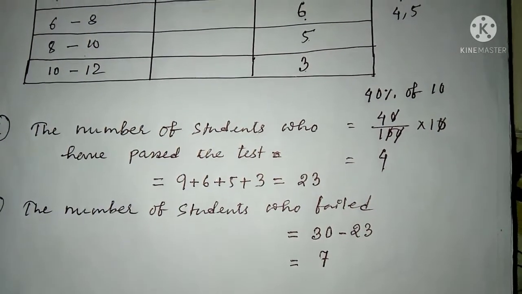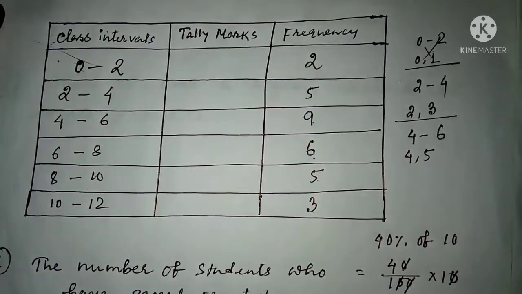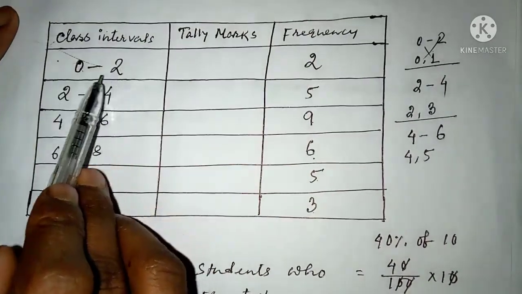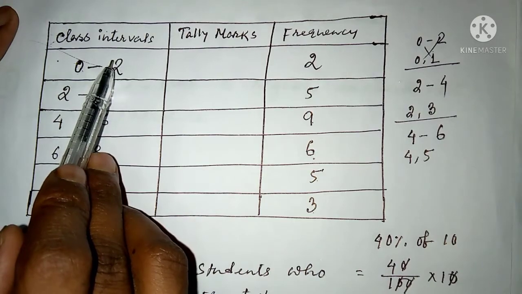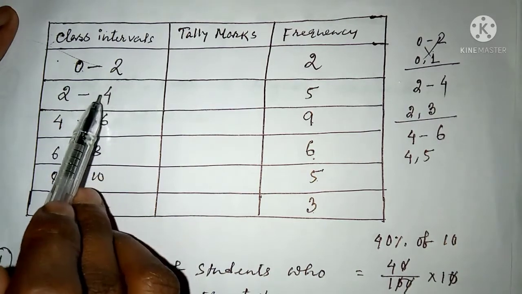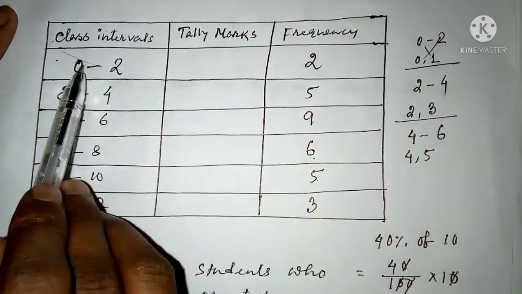Or if you want to see through the table, then also you can see here 0 to 2 and 2 to 4. That means the number of students who come under these two ranges have failed. In 0 to 2, 0 to 2 means what?